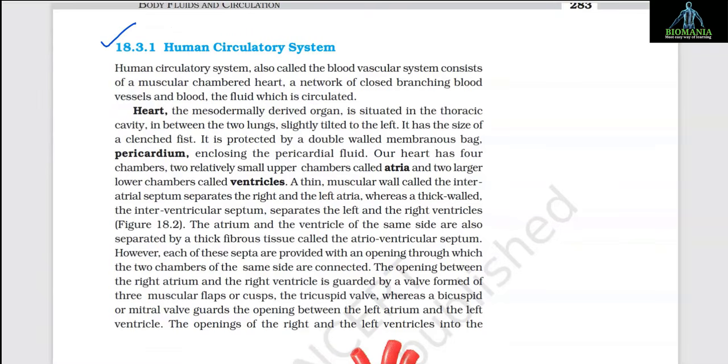18.3.1 Human circulatory system. The human circulatory system, also called the blood vascular system, consists of a muscular chambered heart, a network of closed branching blood vessels, and blood, the fluid which is circulated. The heart, a mesodermally derived organ, is situated in the thoracic cavity in between the two lungs. Slightly tilted to the left, it has the size of a clenched fist. It is protected by a double-walled membranous bag, the pericardium.